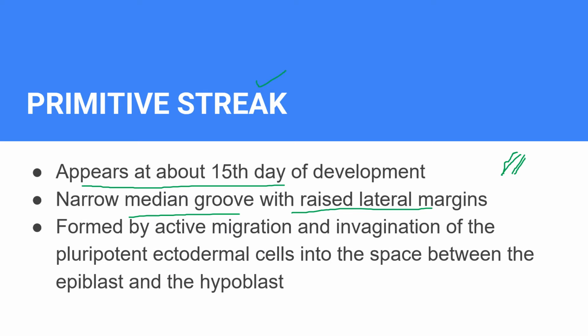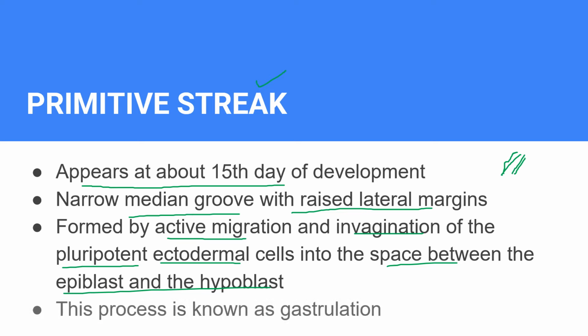How is it formed? It is formed by the active migration and invagination of the pluripotent ectodermal cells, which we have seen at the caudal end. They invade into the space between the epiblast and the hypoblast. So that is the formation of the primitive streak, and this process is known as gastrulation.